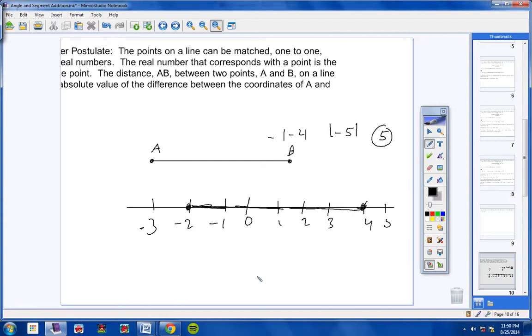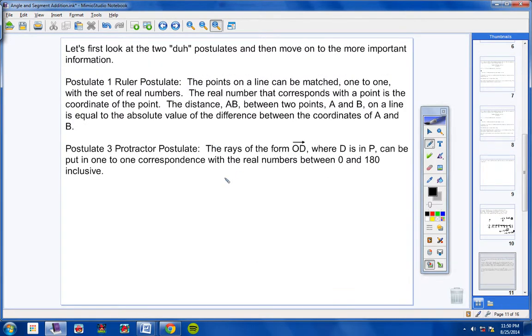You subtract the two numbers. You could say 4 minus -2, or you could say -2 minus 4. Either way, you will get 6 or -6, and distance is never negative, so we make it positive. And that's all that this postulate is saying. Nothing more, nothing less. It's really long. It's not necessary to memorize that, okay?